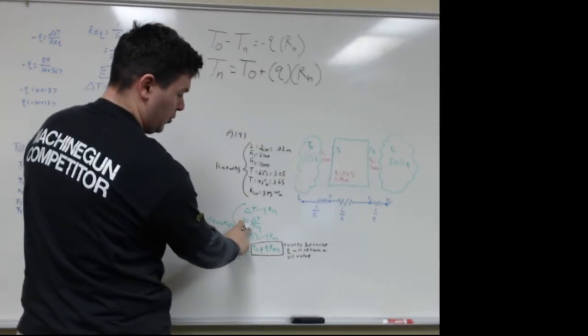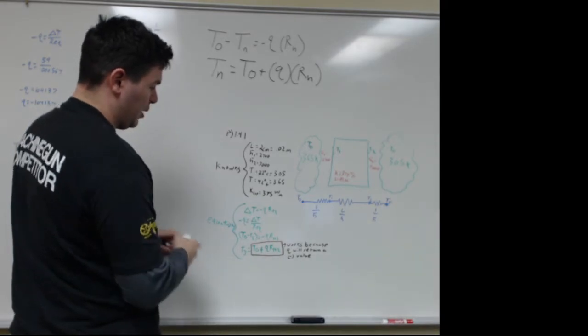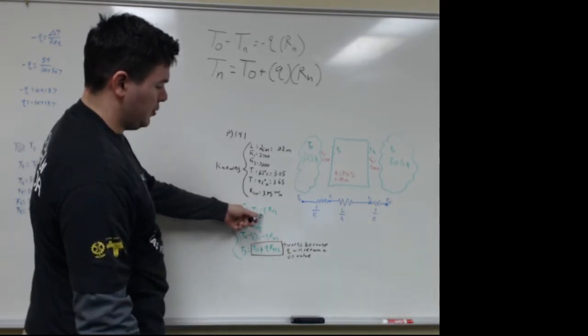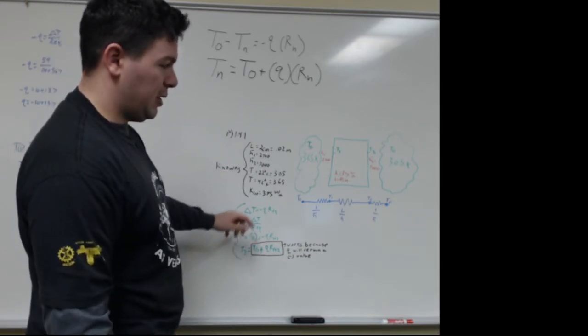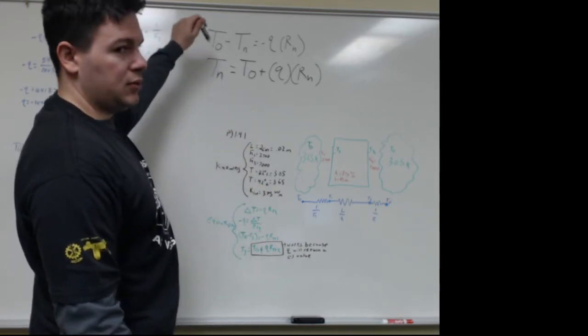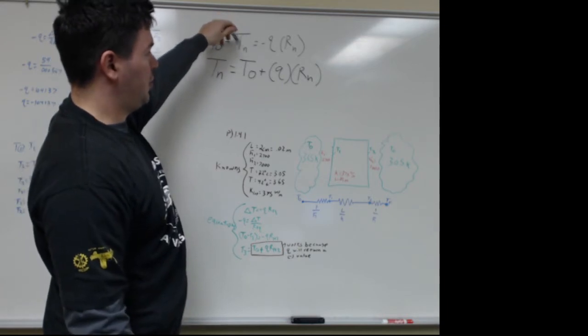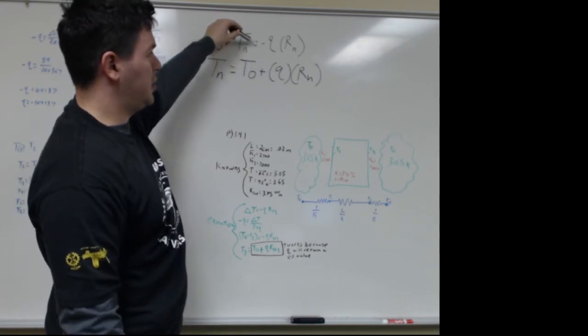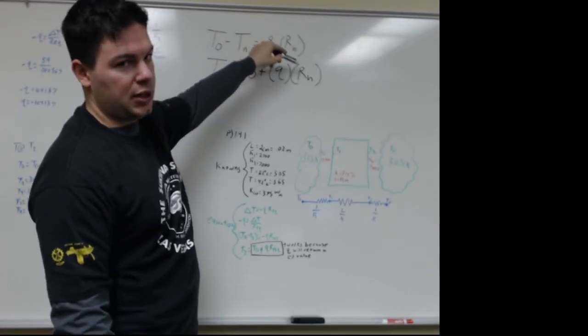negative Q is equal to delta T over the total resistance, based off of the delta T equals negative Q R equivalent. And to find the temperature at any point, we're going to use the temperature initial, or T naught, minus the temperature at that point, or T n, is equal to negative Q times the resistance total up to that point.